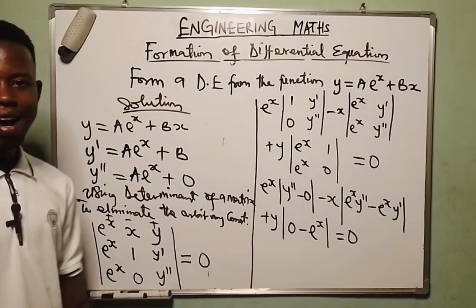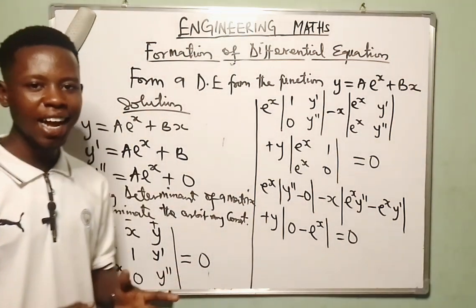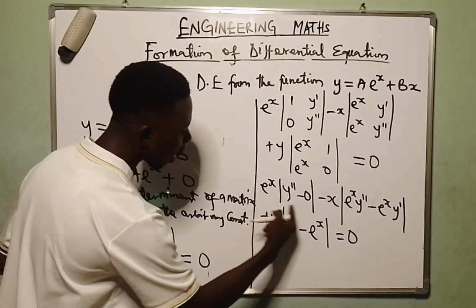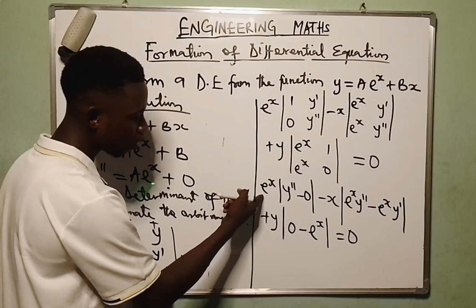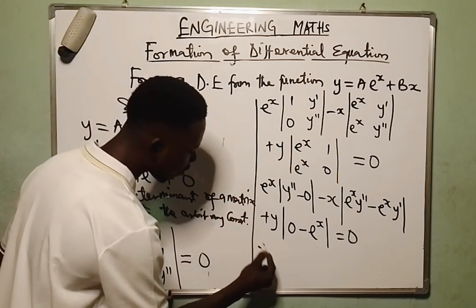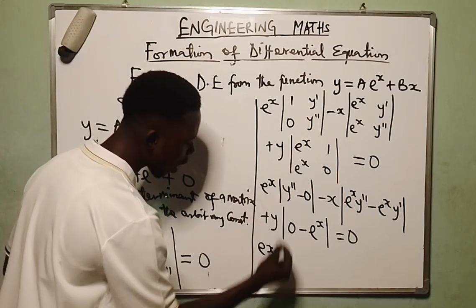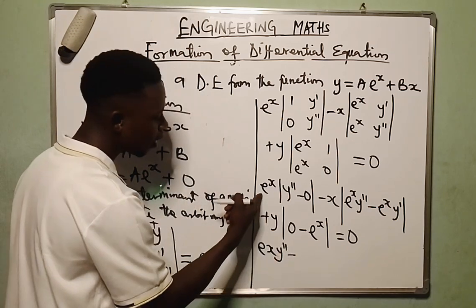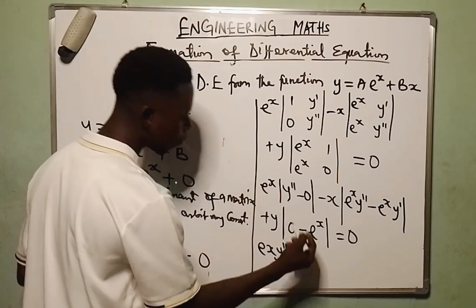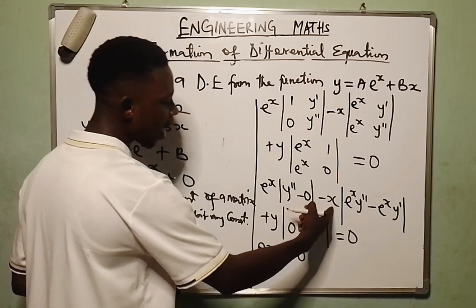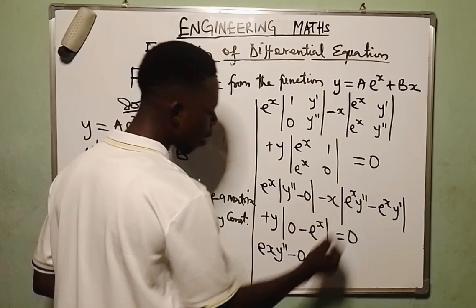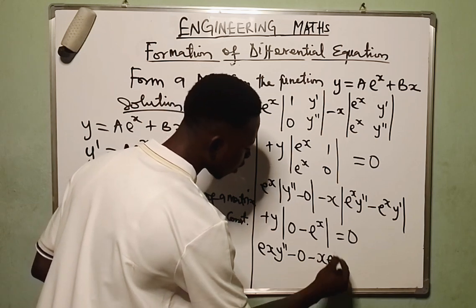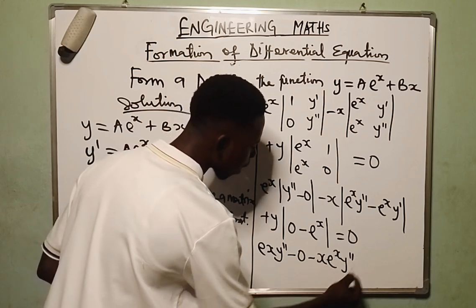I'm sure you are getting interested in this class. Now what else are we going to do? You have to multiply everything that you have here by exponential x, which is what you have here outside. So you now have exponential x multiplied by y prime prime. You have exponential x y prime prime minus this times 0 will give us 0. Now you have minus x exponential x y prime prime.